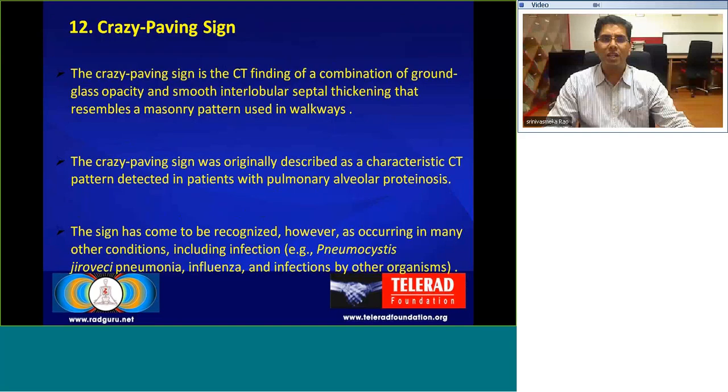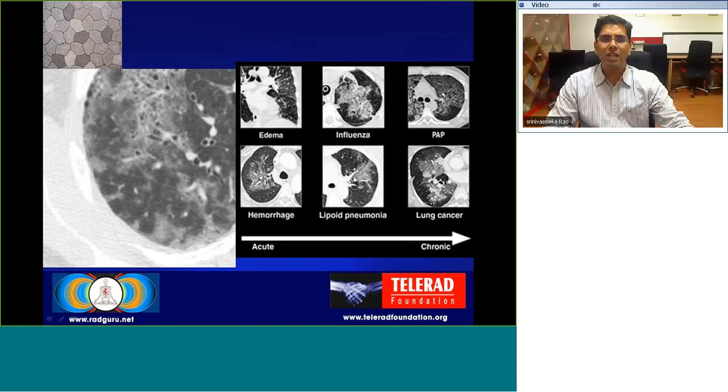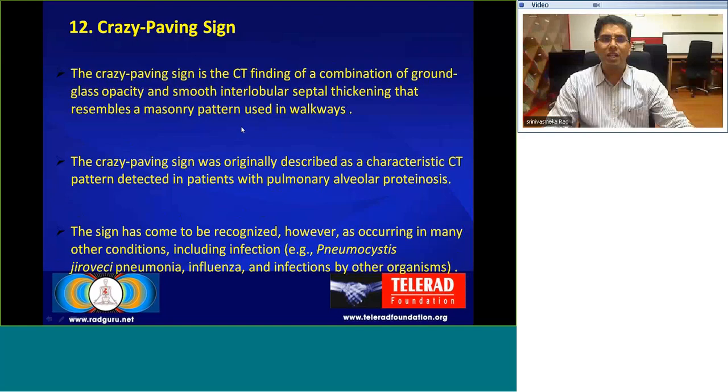Moving on to the next sign, it's called the crazy-paving sign. Everyone would have heard about this sign. This is the diagrammatic representation. Here there is ground glass opacity with interlobular septal thickening that resembles the masonry pattern we see in walkways, hence the name crazy-paving sign. It was originally described as a characteristic pattern of pulmonary alveolar proteinosis, as you all know.